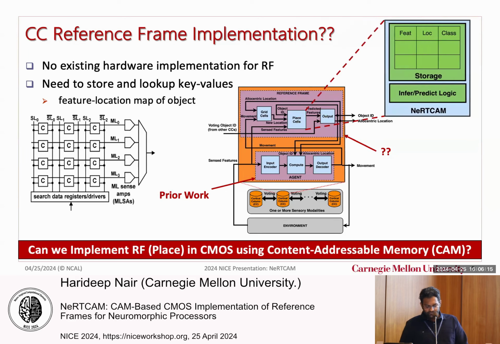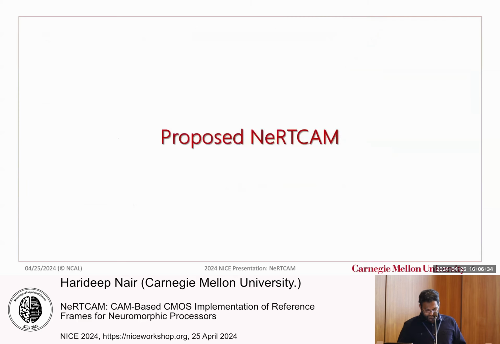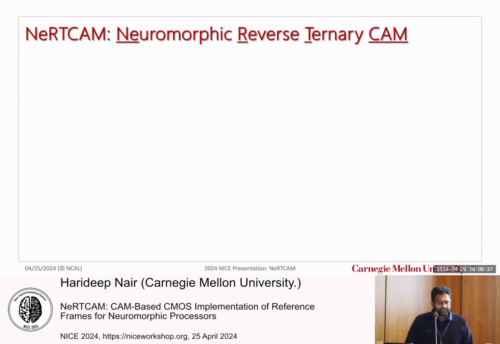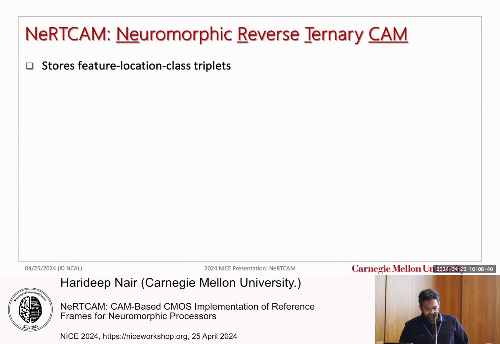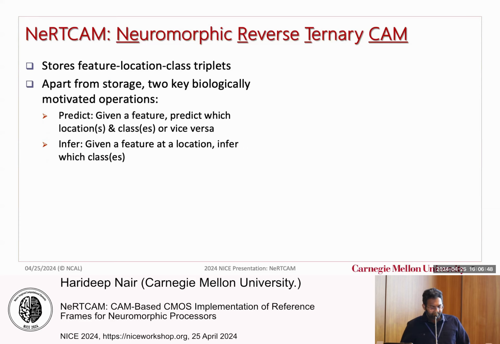And that's where we propose NeRTCAM, which is not only a storage that involves storing triplets, which consist of features, location, and corresponding class IDs, but we also have some inference and prediction logic around it that's more biologically plausible. So let's see more details on that. NeRTCAM stands for Neuromorphic Reverse Ternary CAM. And if time permits at the end, I'll get into what a reverse ternary CAM is. But in the interest of time, I'll focus more on how it operates and what are the key components.